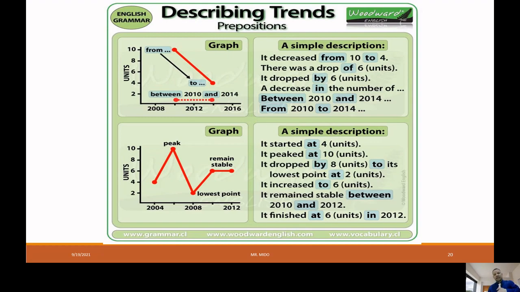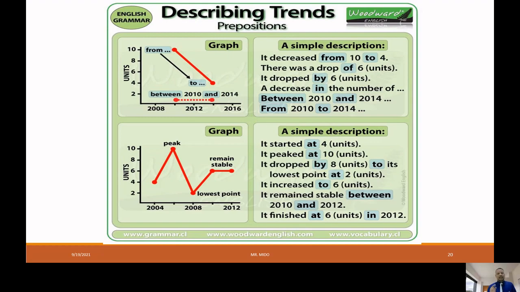Okay, the line is going down. It means decline, decrease, drop. So you can say it decreased from 10 to 4. Or you can say there was a drop of 6 units, because from 10 to 4 is 6 units. Excellent answer. This is for high standard and high score. Or it dropped by 6 units. A very effective answer. Or a decrease in the number in 2010 and 2014, or from 2010 to 2014 is so and so, or was so and so.